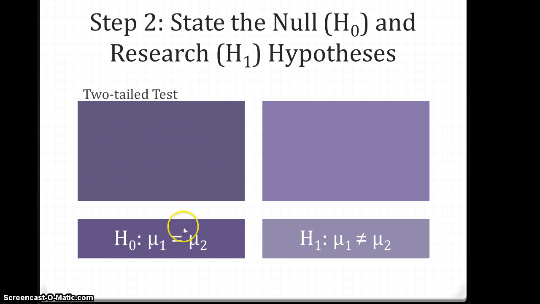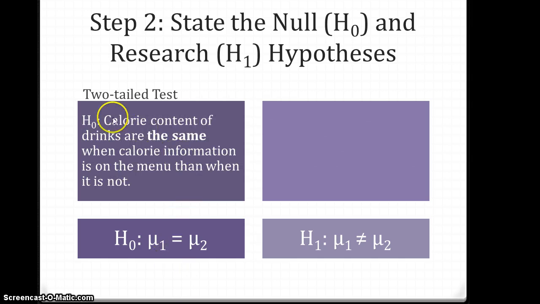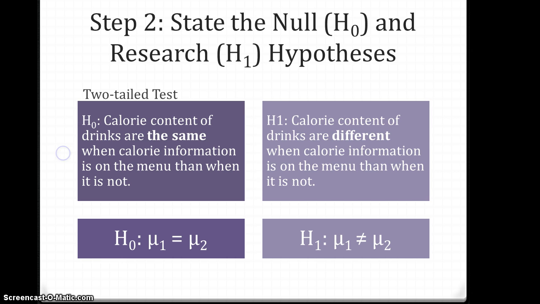They're different. So with the null hypothesis, we could state it in words as: the calorie content of drinks is the same when calorie information is on the menu compared to when it is not. Our research hypothesis then is that the calorie content of drinks is different when calorie information is on the menu than when it's not. And so notice that we're not saying that they're lower, which is what the legislators were trying to say. That would be a one-tailed test, and we're going to talk about that later on. But for now, we're just going to focus on doing a two-tailed test.